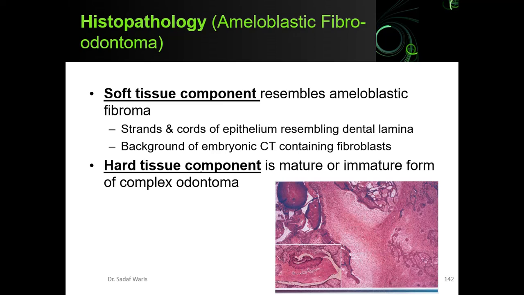The microscopic picture of ameloblastic fibroma shows both the soft tissue component as well as the hard tissue component. In the soft tissue component of the ameloblastic fibroma, you may find strands and cords of odontogenic epithelium that resembles the dental lamina. However, the connective tissue resembles embryonic connective tissue, just containing fibroblasts, just like the ectomesenchyme. So recall the histopathological picture of the ameloblastic fibroma in your mind and put the complex form of odontoma and fit that in the ameloblastic fibroma. So you will get a picture of the ameloblastic fibro-odontoma. Hope you got my point.